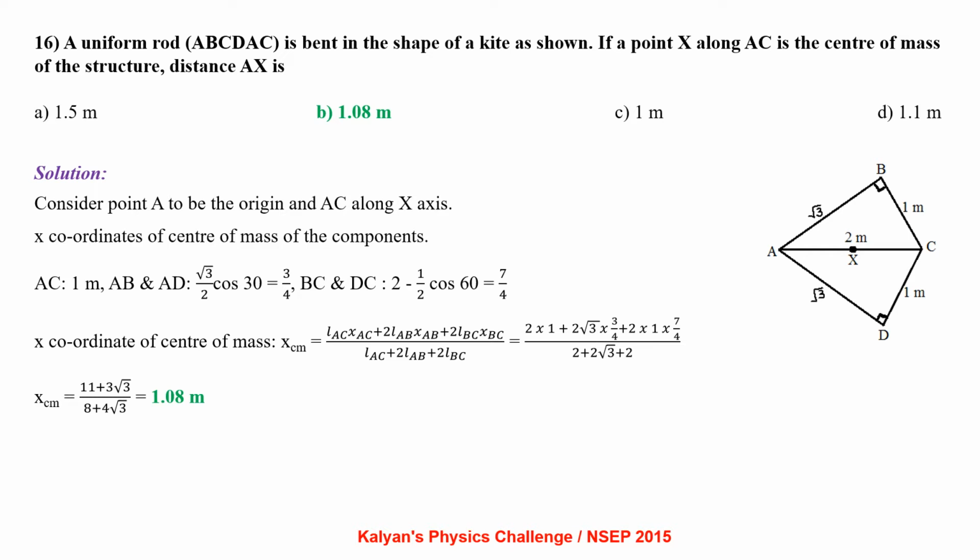So the x coordinate of the center of mass XCM equals (LAC XAC plus 2 times LAB XAB plus 2 times LBC XBC) by (LAC plus 2 LAB plus 2 LBC). By putting the numerical values, we have XCM equal to 1.08 meter.